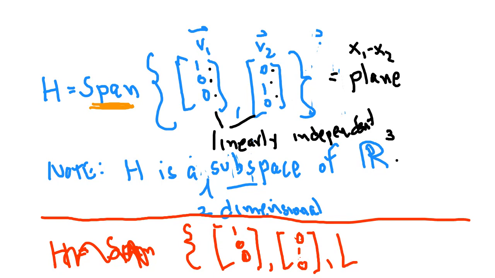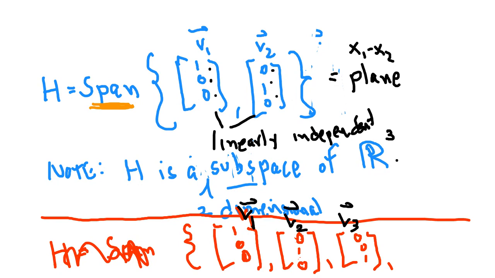Okay, let me add another vector: 0, 0, 1. So far, are the vectors linearly independent? They are. That's right, Justin. If we have V1, V2, and V3 here, they're linearly independent.